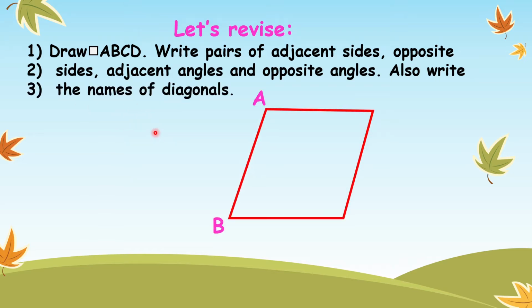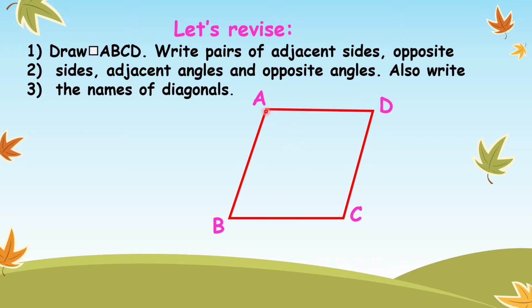Here we draw a quadrilateral ABCD. In this quadrilateral ABCD, side AB and side BC are a pair of adjacent sides. Side CD and side AD are a pair of adjacent sides. And side AD and side AB are also a pair of adjacent sides. The side opposite to AB is CD, so the pair of opposite sides is AB and CD. The side opposite to BC is AD, so BC and AD are a pair of opposite sides.